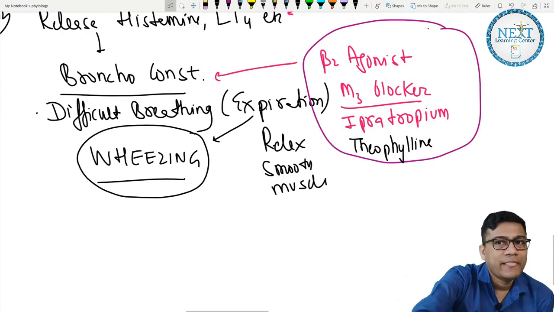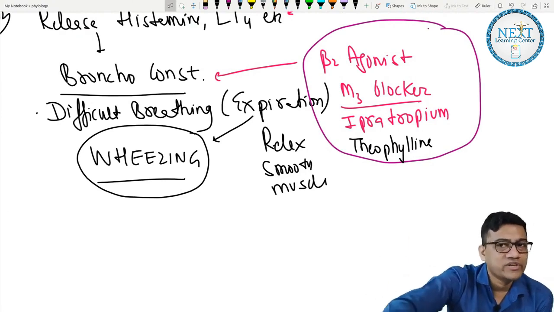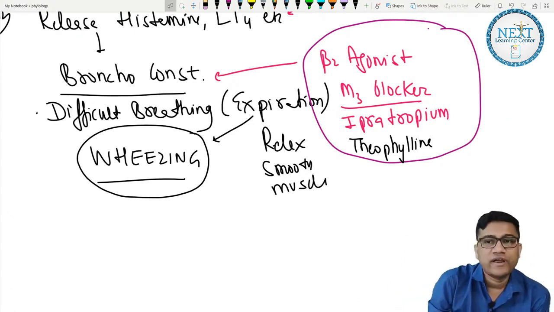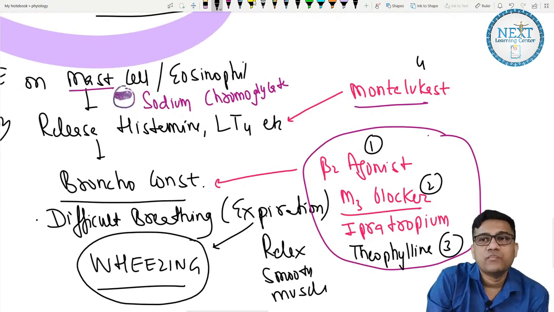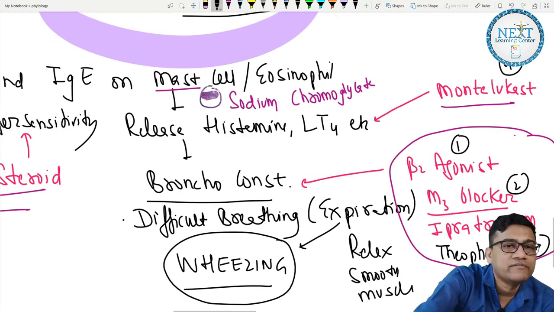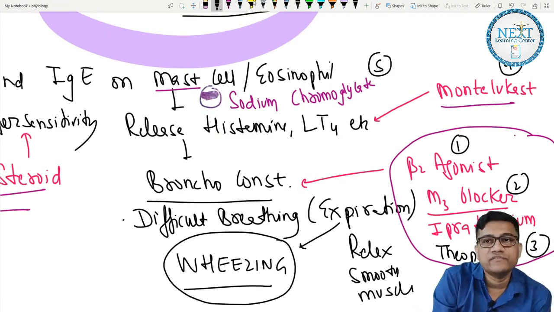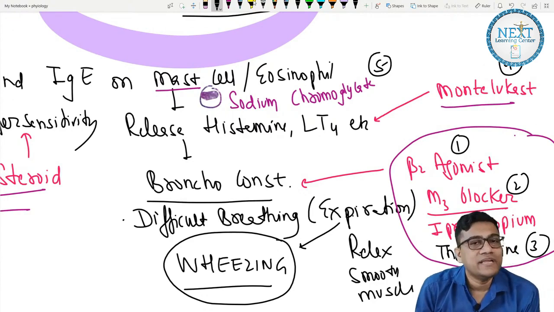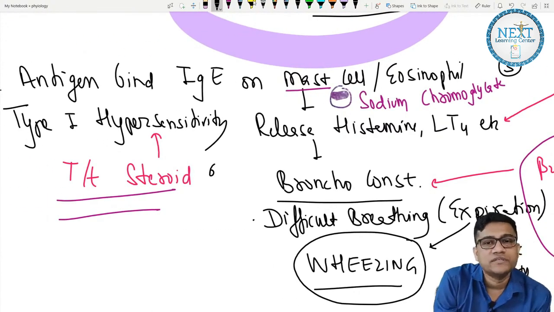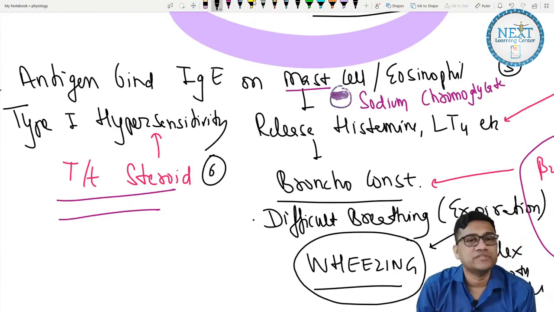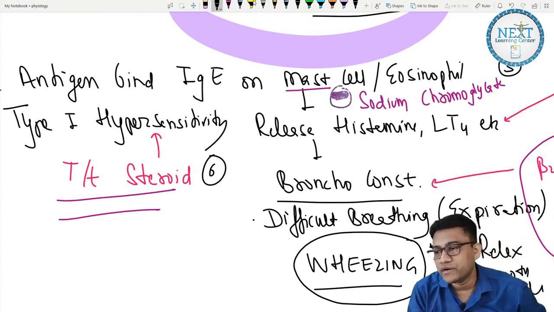For treatment we give beta 2 agonist, M3 blocker, ipratropium is the name, and theophylline. Theophylline is a separate drug. So the three drugs we give for dilation: agonist, this and this. Then what drug for this? Montelukast for leukotriene 4. The fifth drug blocks the histamine release from mast cell, called sodium chromoglycate. And finally steroids are for the inflammatory response. They decrease the hypersensitivity. Okay, clear?